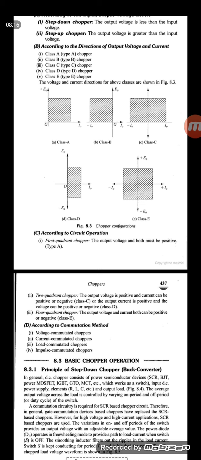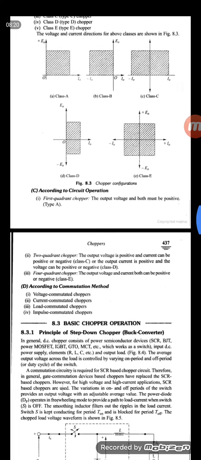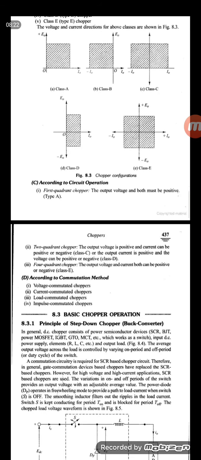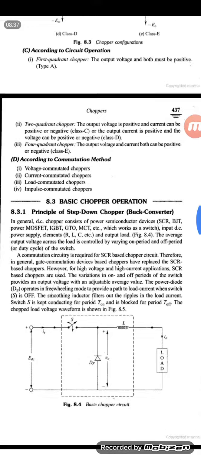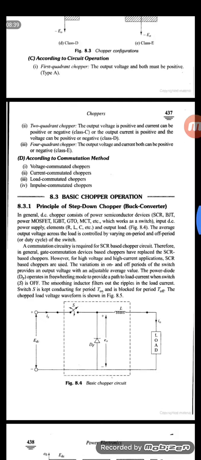According to the circuit operation, there are first quadrant chopper, second quadrant chopper, and four quadrant chopper. These are the classifications based on the circuit operation. According to the commutation method, there are voltage commutation, current commutation, load commutation and impulse commutation.